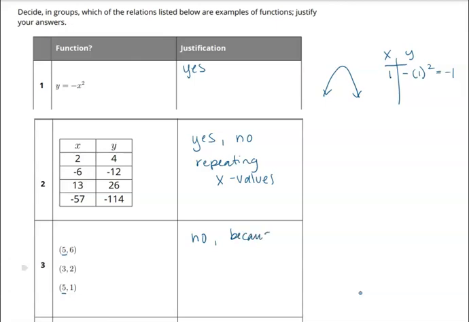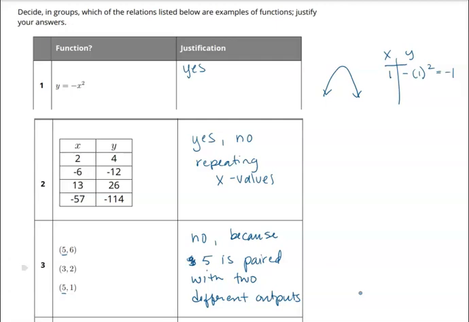because 5, let's clean that up, because 5 is paired with two different outputs. All right, and you could have said this a different way. As long as your justification is true and makes sense to you, that's good.